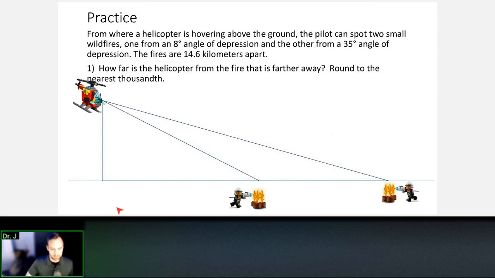All right, so at this point, you should have a lot of things labeled. You should have this 14.6 somewhere on your diagram. You should have this angle either labeled or indicated as 90 degrees. You should have this angle. You should have this angle. You should have this angle here. You should have this angle here. All right. Does everyone have all those angles labeled on your diagram?